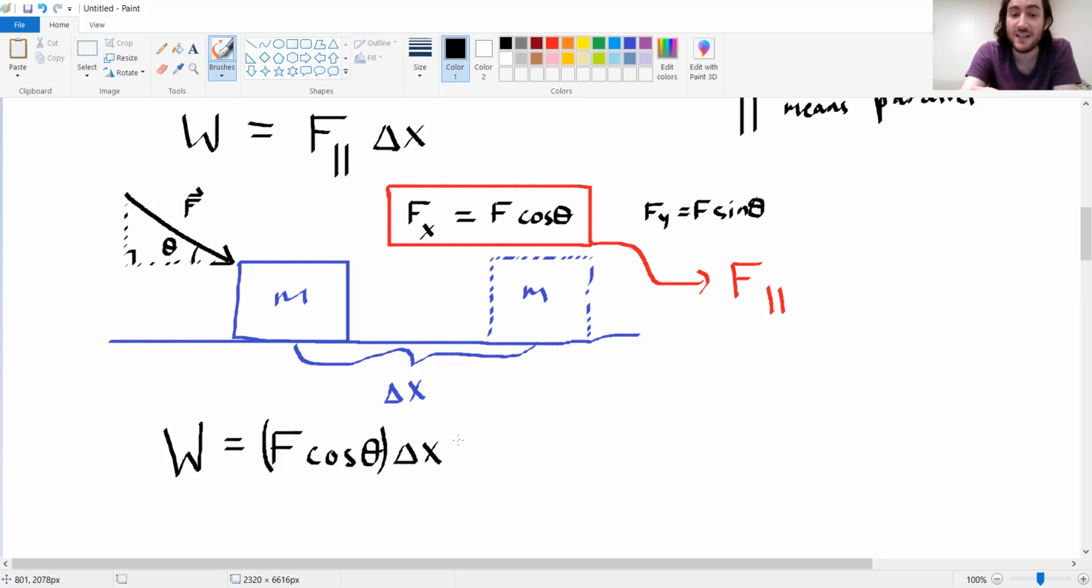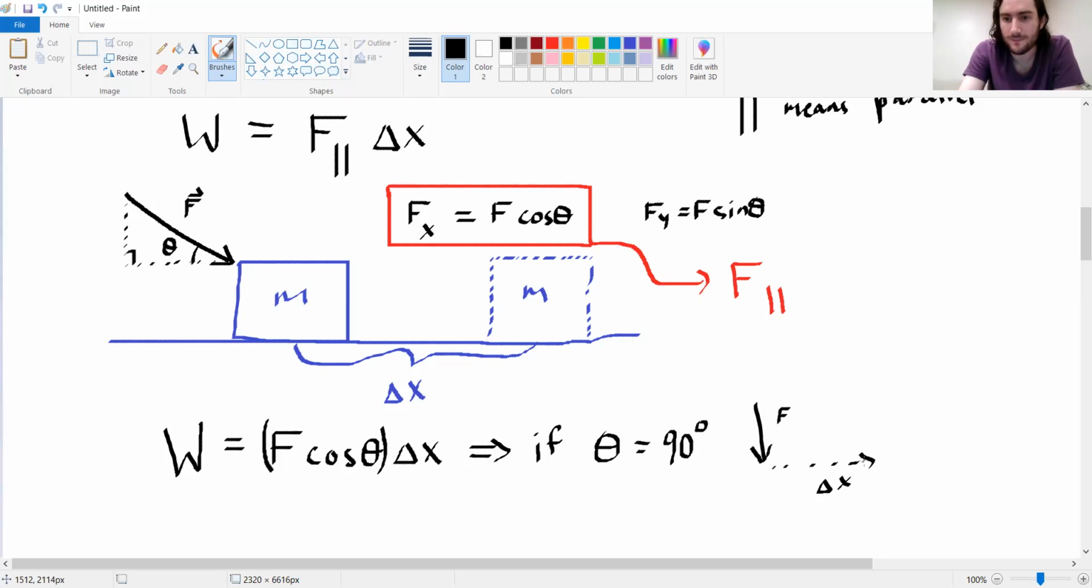Okay, and this formula is actually nice because it tells us that if theta is 90 degrees, in other words, we apply a force from above like so, right? But the displacement is in this direction. So we have a force like this. We have displacement in this direction. Then the work is 0 here for this case, because the cosine of 90 degrees is 0. Any questions about that?